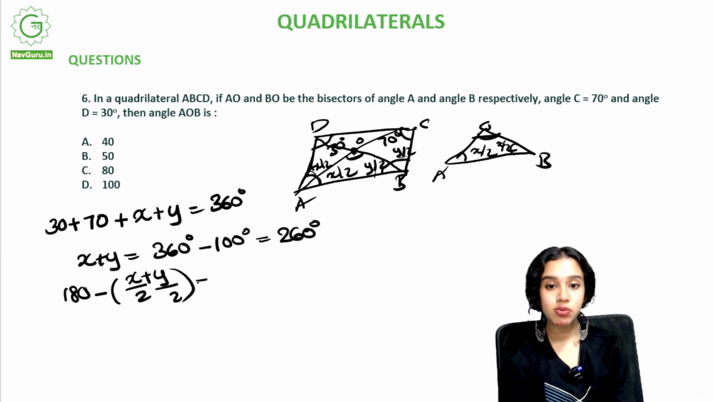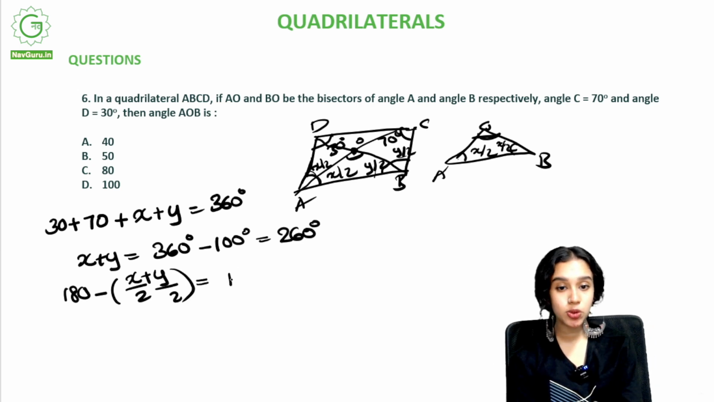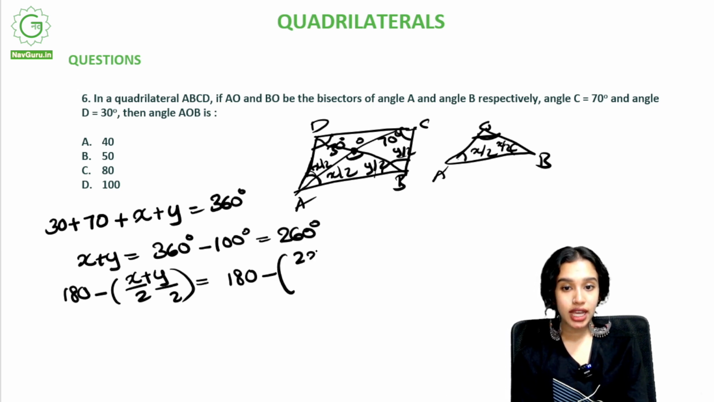Now, what would be X by 2 minus Y by 2? No, X by 2 plus Y by 2. 180 minus 2x, X plus Y by 2, right? X plus Y by 2.